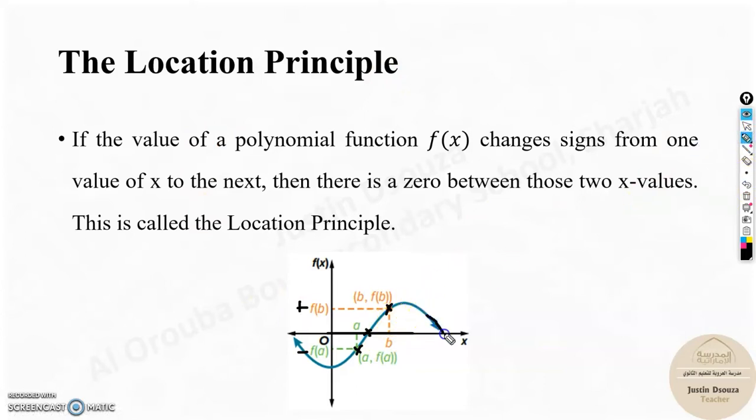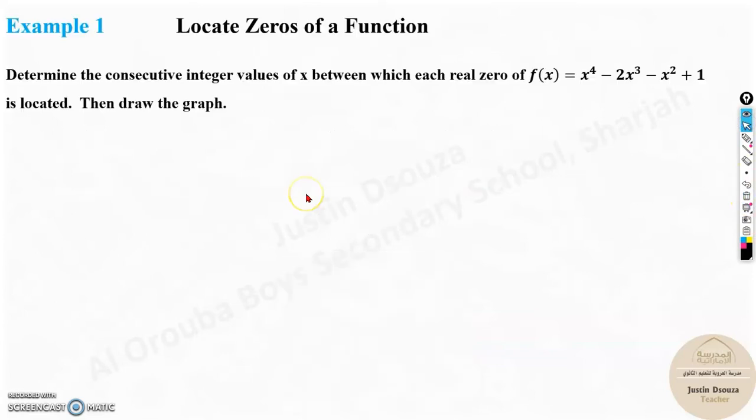Even if you extend this, consider 2 points over here and over here. You will have a positive, negative answer, and then there will be a solution. There will be a 0 between these two values. That is the location principle.